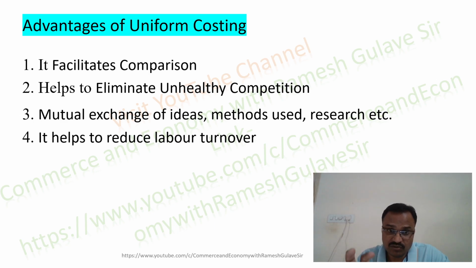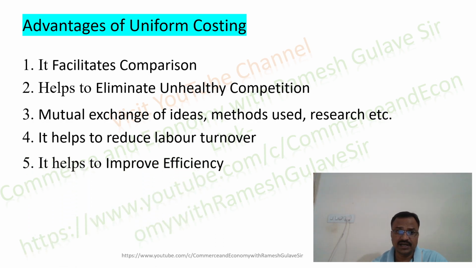So labor turnover should be minimum in the organization, and uniform costing helps to reduce this labor turnover, right? Because several firms in the same industry are using this uniform costing system, they are aware of the remuneration paid to the employees and methods of costing and technique of costing, which leads to reduced labor turnover. The next advantage of uniform costing is that it helps to improve efficiency, right?